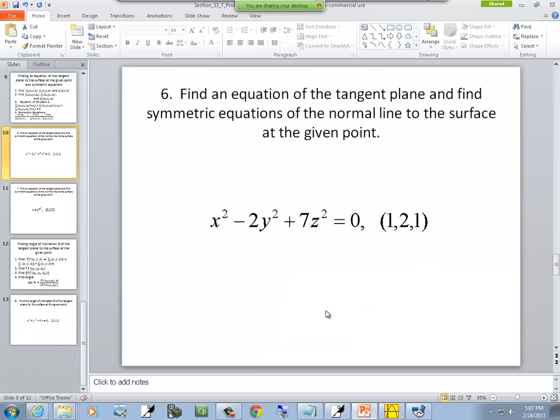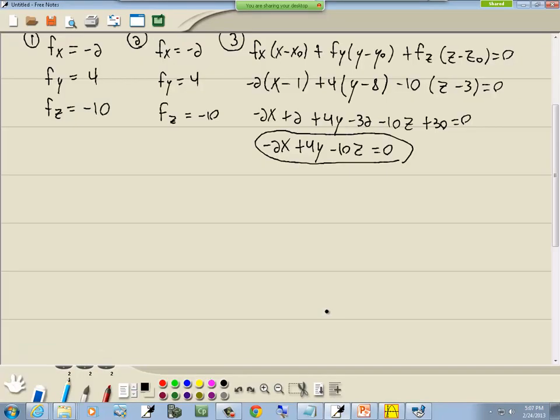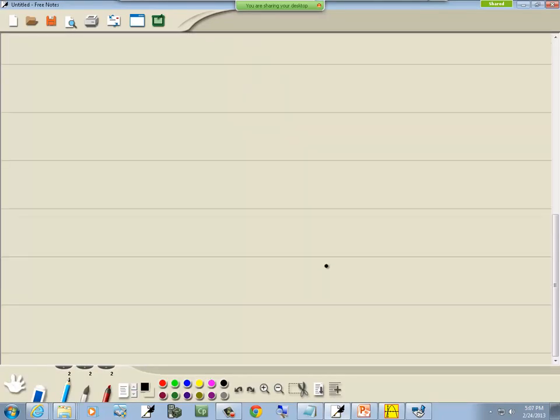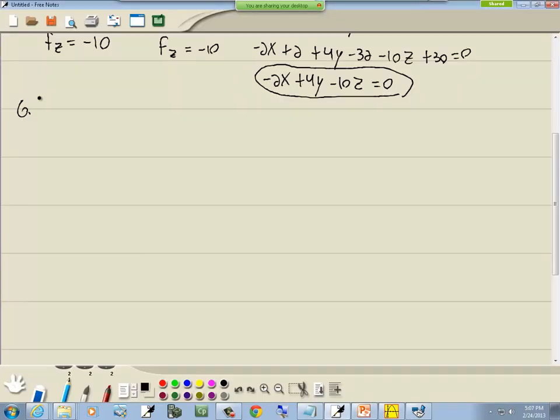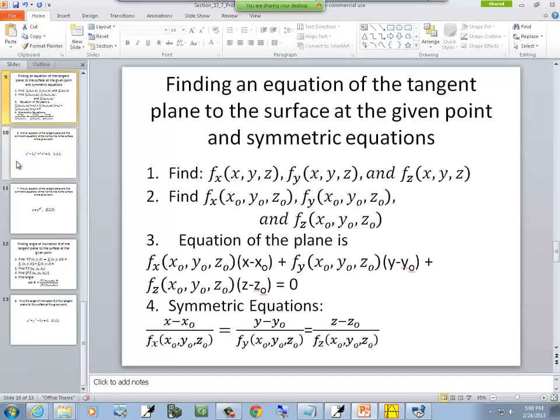So let's look at our first problem with this. I think I've got plenty of room. 6. Got x squared minus 2y squared plus 7z squared is equal to 0 at 1, 2, 1. Well, again, have to have 0 over here. This is going to be our f. So we'll go through our steps. First step is find our partials with respect to x, y, and z.